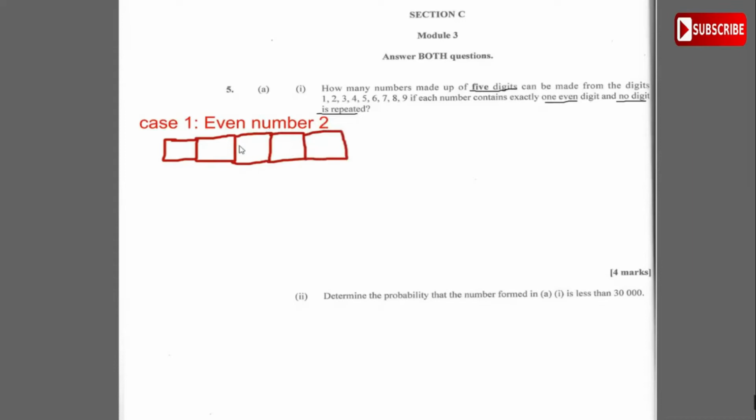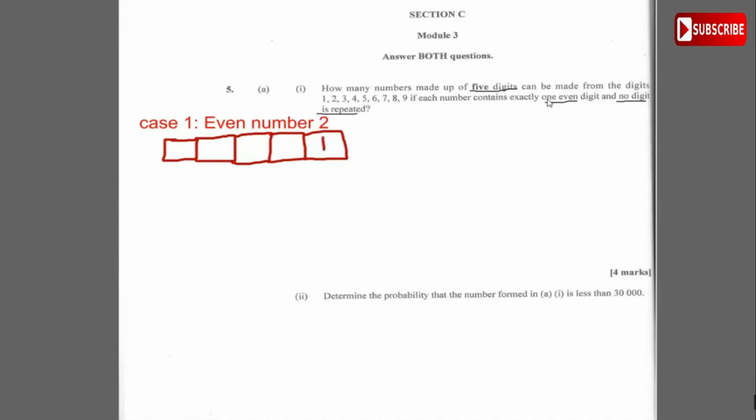So let's go with case 1, the even number is 2. In case 1, if the even number is 2, you have 5 digits, 1, 2, 3, 4, 5. All right, if the even number is 2, you must choose 2. So it doesn't matter which part you put the 2, 2 is just there in the number, right? So we already take out the number 2. So that's one number that we choose.